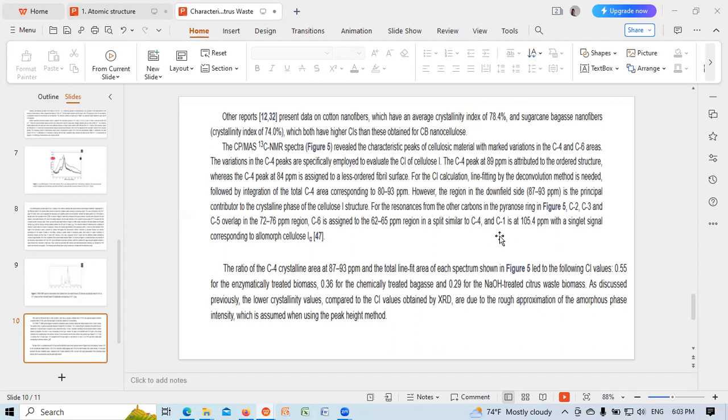C2, C3 and C5 overlap in the 72 to 76 ppm region and C6 is assigned to the 62 to 65 ppm region. In a split similar to C4, C1 is at 105.4 ppm in a cyclic signal. The ratio of the C4 crystalline area at 87 to 93 ppm and the total line fit area of the spectrum.